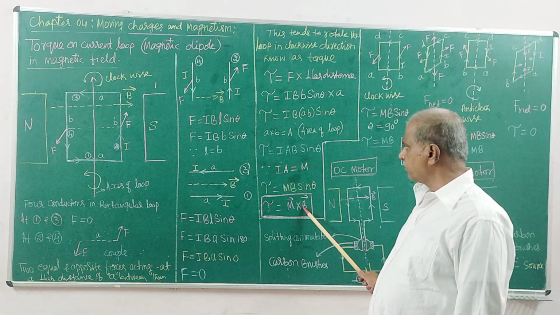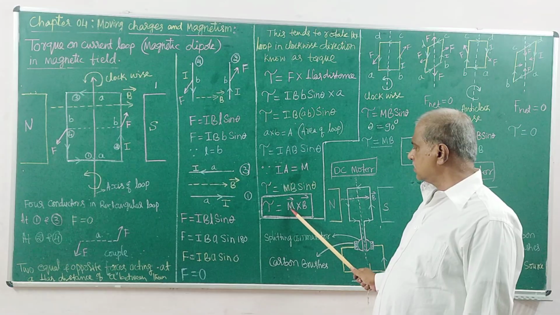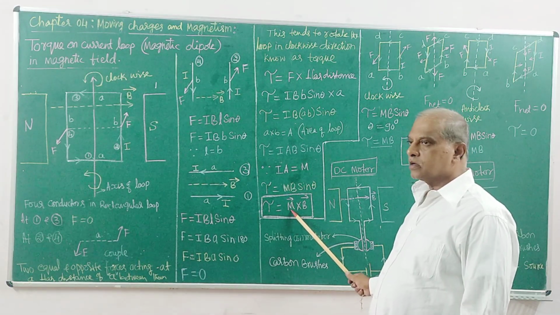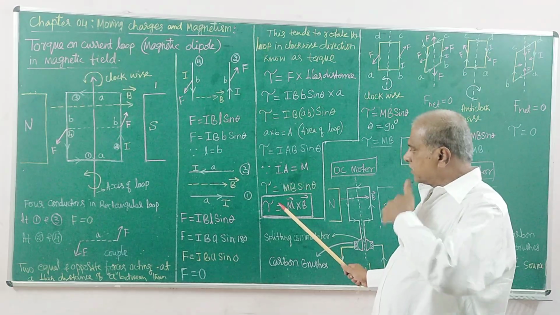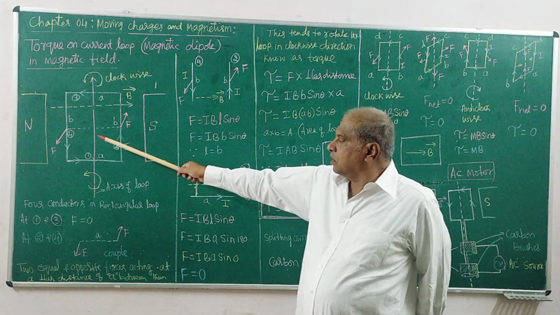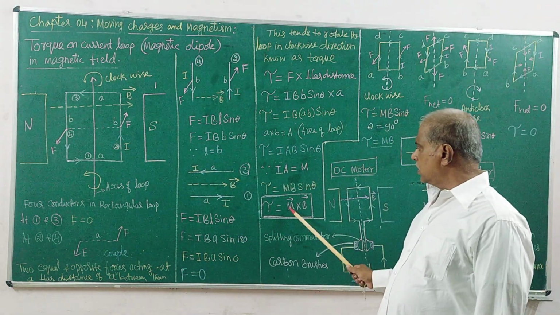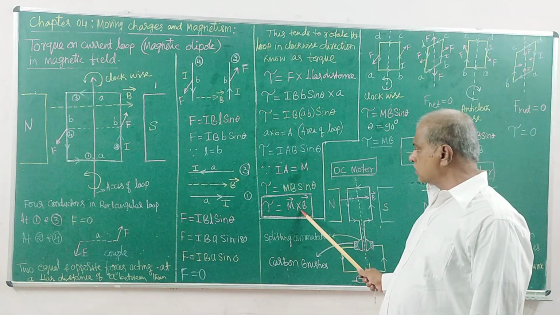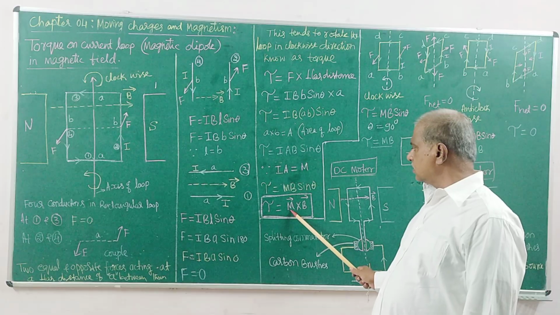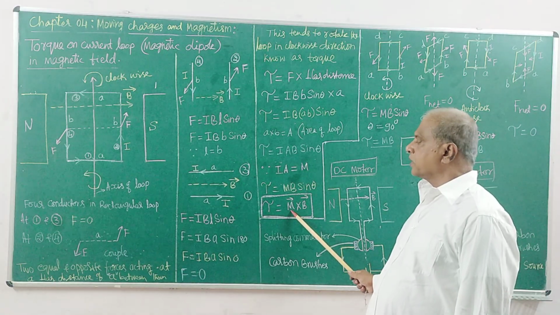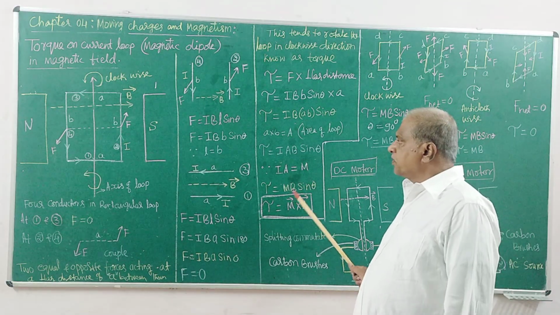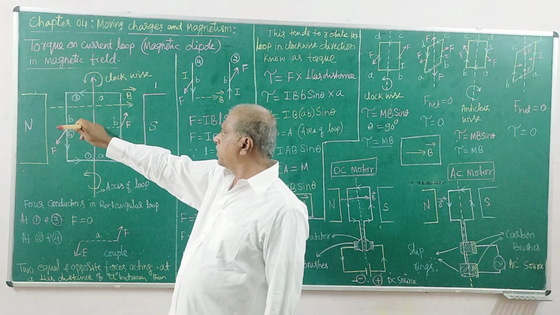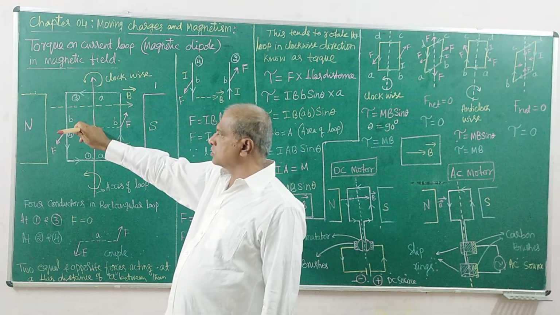M into B, that is the cross product of two vectors. The final equation for the torque by this current carrying loop is M into B, the cross product of two vectors. This vector M is the magnetic dipole moment, which is perpendicular to the plane like this. The direction of the magnetic moment is outward.